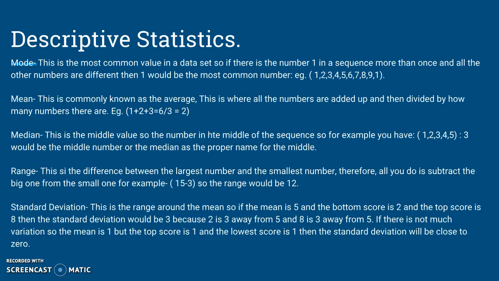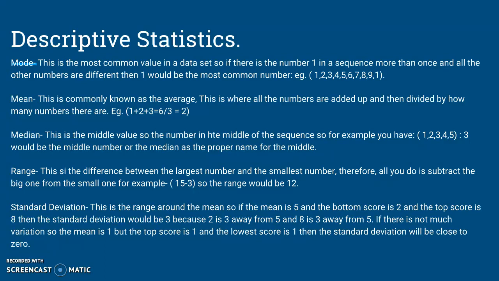So, descriptive statistics. The mode. This is the most common value in a data set. So if there is a number, for example 1, in a sequence, and there's more than one of it, and all the other numbers are different, then 1 would be the most common number, e.g. 1, 2, 3, 4, 5, 6, 7, 8, 9. And then 1, since there's two 1s, that would be the most common.